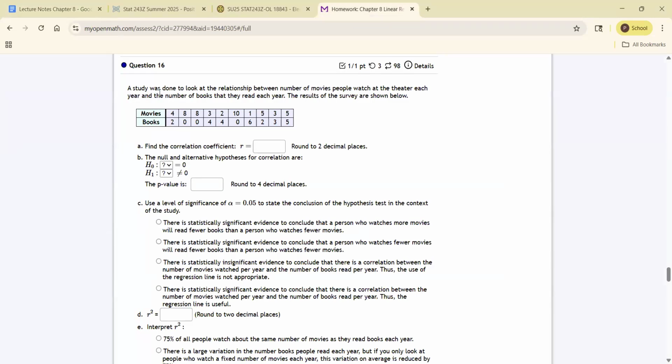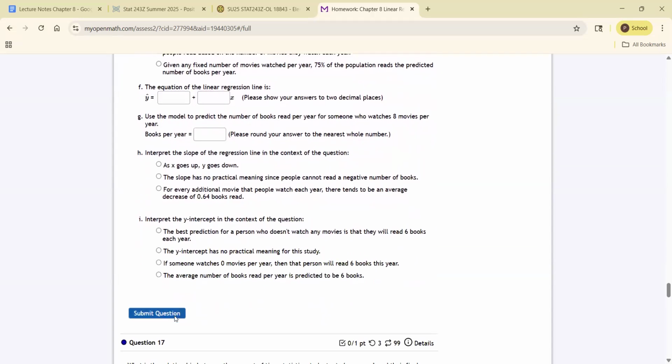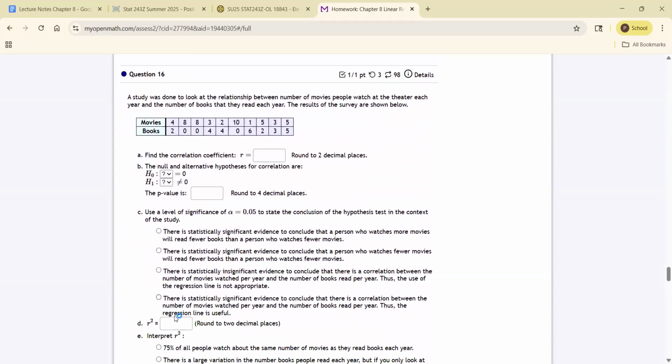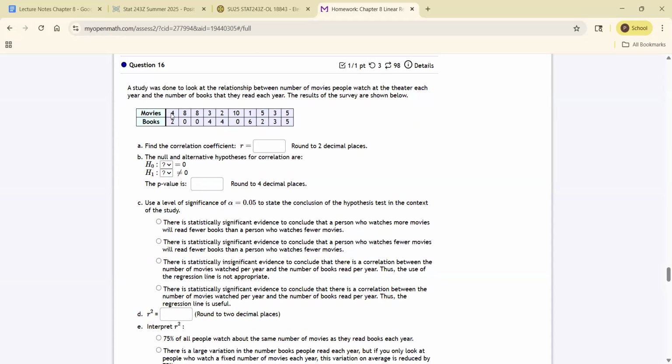Question 16 says, a study was done to look at the relationship between the number of movies people watch at the theater each year and the number of books that they read each year. The results of the survey are shown below. We're going to find out the correlation coefficient, the multiple R squared, the regression line, and do some interpretation. There are a couple of subtleties in here that, to be honest, don't quite match my earlier lecture video, so I'm going to highlight those.